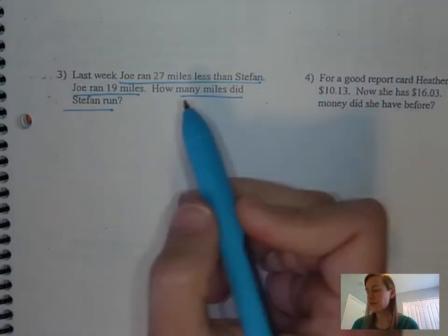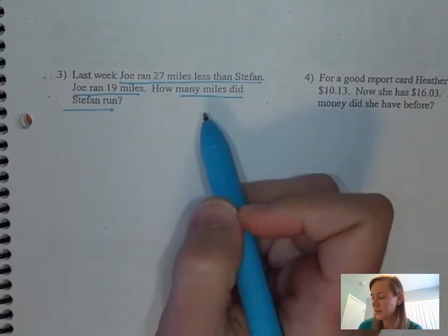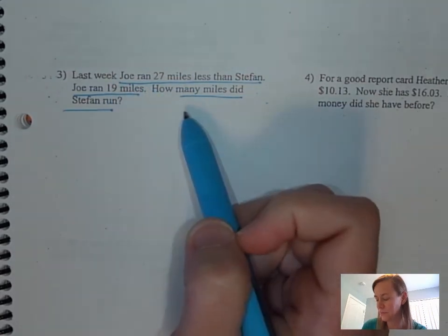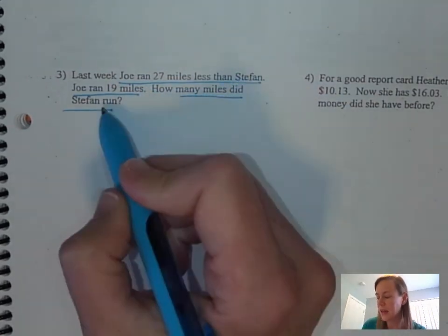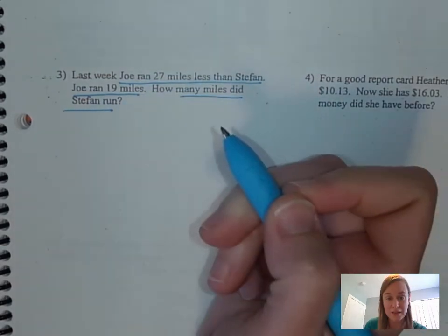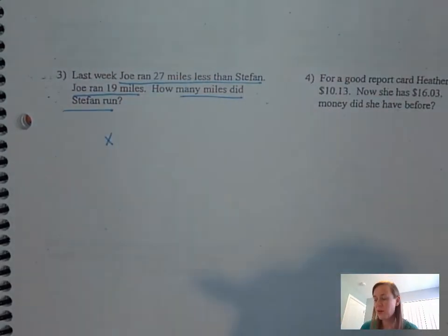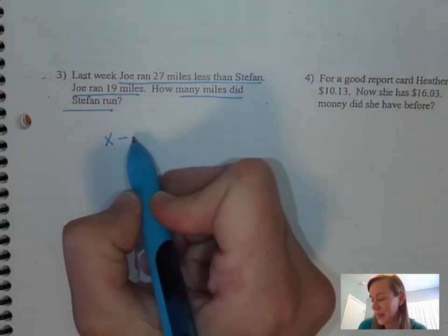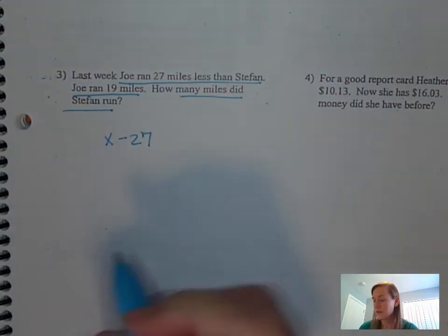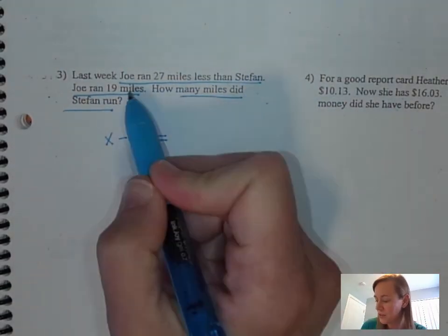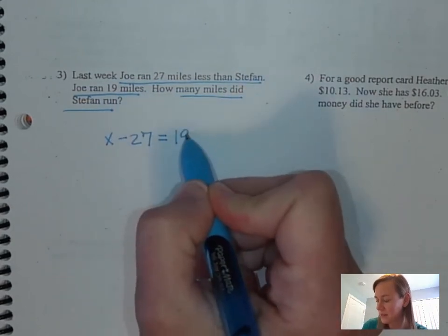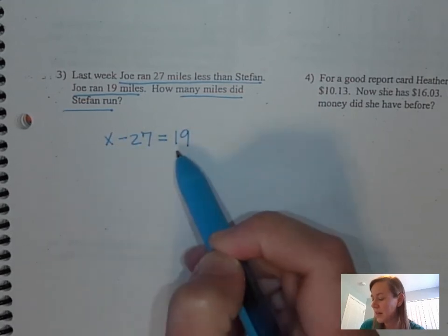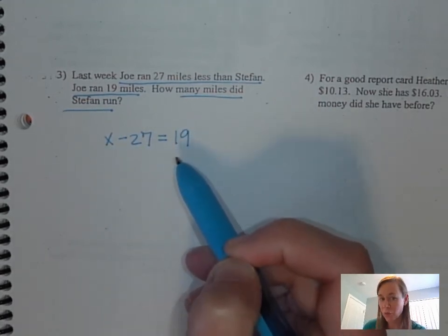Okay. So let's start with how many miles did Stefan run? Joe ran 27 miles less than Stefan. Okay, so let's say that how many miles Stefan ran, we're going to use an x for that because that's our question. And we know Joe ran 27 miles less than that, whatever it is. So it's x minus 27. And then, do we know how many miles Joe actually ran? Yeah, we do. That's 19. So this is Stefan's number of miles. This is the 27 less. And this is the 19 that it tells us Joe ran.